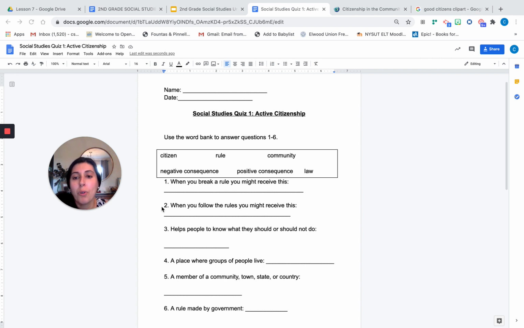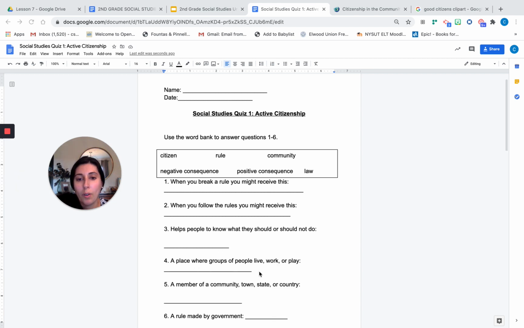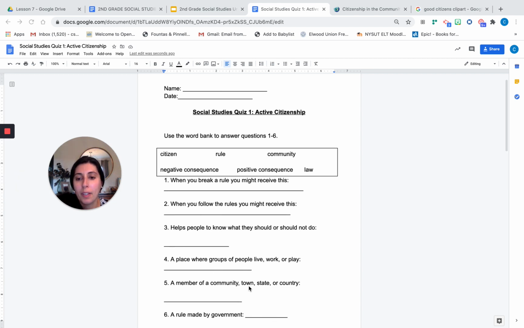Okay, now number 2, when you follow the rules, you might receive this. Again, you're going to choose what you think is the right vocabulary word, circle it, and then write it here. Number 3, helps people to know what they should or should not do. Number 4, a place where groups of people live, work, or play. Number 5, a member of a community, town, state, or country. Number 6, a rule made by government.